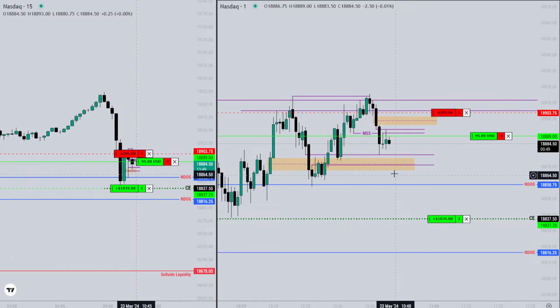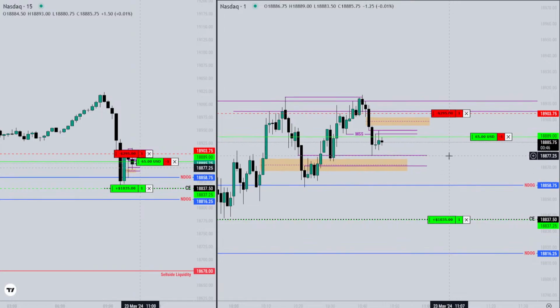I want to see that the market will close below these two fair value gaps. That's all I want to see right now.